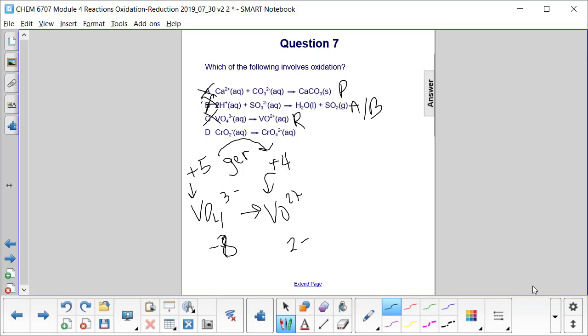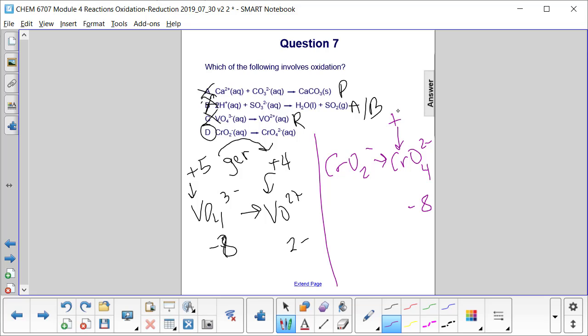That leaves answer choice D, so the answer must be D, but let's make sure it's correct. So I'll show over here, CrO2 minus, CrO4 2 minus. Okay, so the oxygen has an oxidation state of -2. There are 4 of them here, so that's -8. In order for this ion to have an overall -2 charge, then this must be +6.